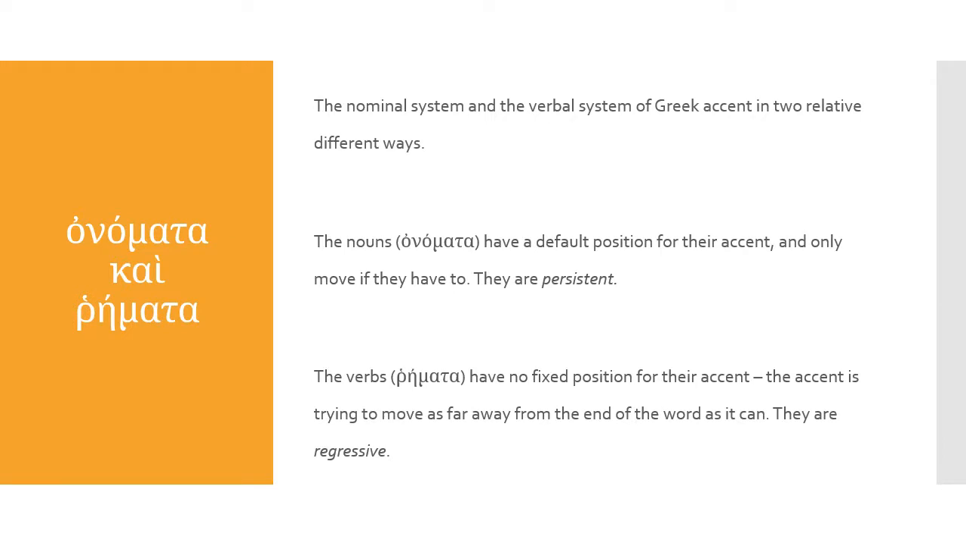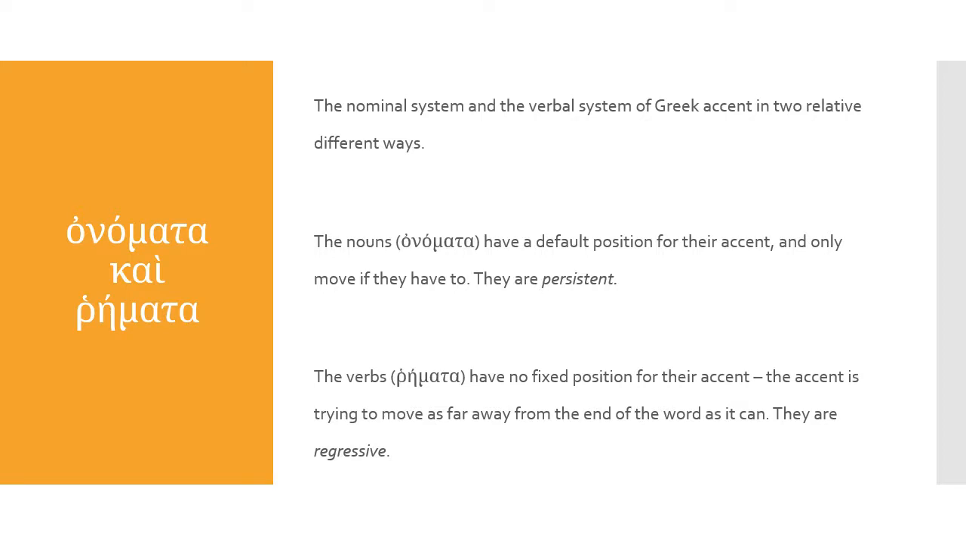In the second part of this lesson, we'll talk about the nominal and verbal systems of Greek and how they accent. So onomata kai rhemata. They accent in two relatively different ways. Firstly, the nouns, onomata, have a default position for their accent, and they only move that accent if they have to. They are therefore persistent. They like to be where they are.